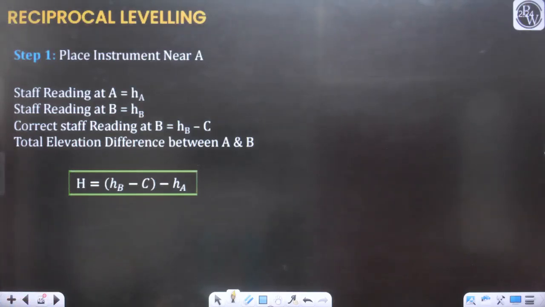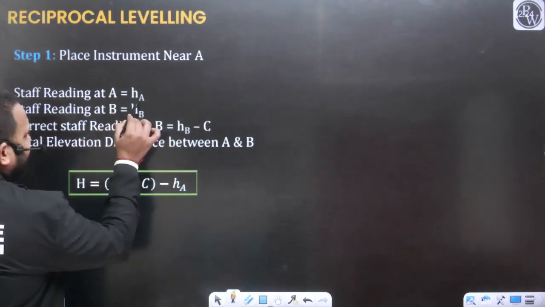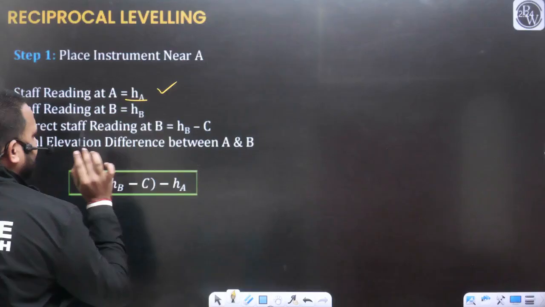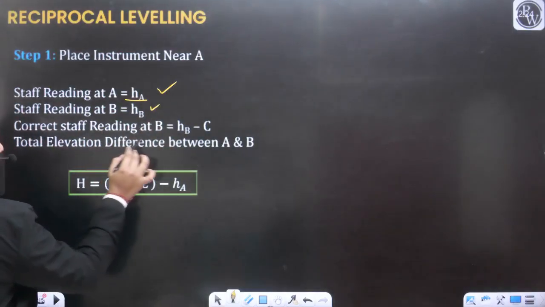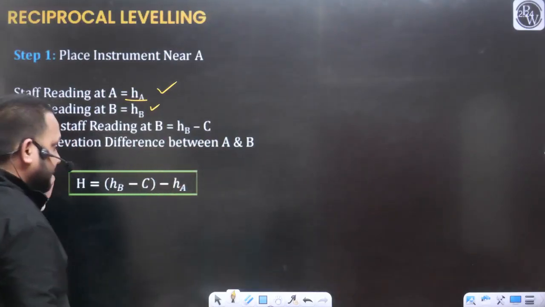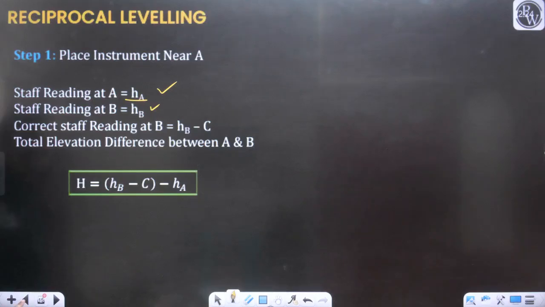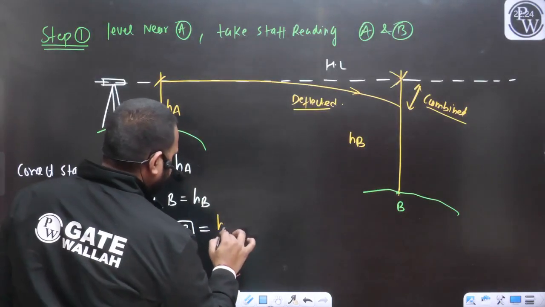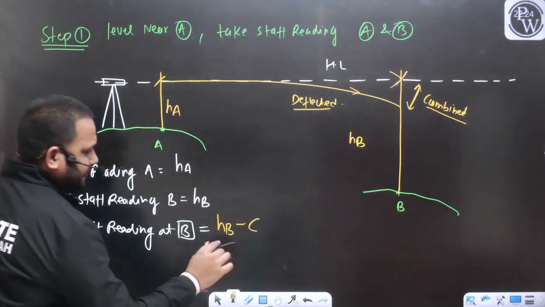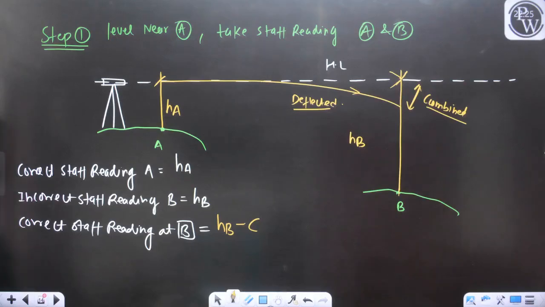In this way you can see, when we have placed the instrument near A, the staff reading at A was HA, this is correct. The staff reading at B we are getting is HB. The correct reading should be equal to HB minus C, where C stands for the combined correction. So in this staff reading we can apply the combined correction, and then we will get the correct staff reading at B, yes or no?